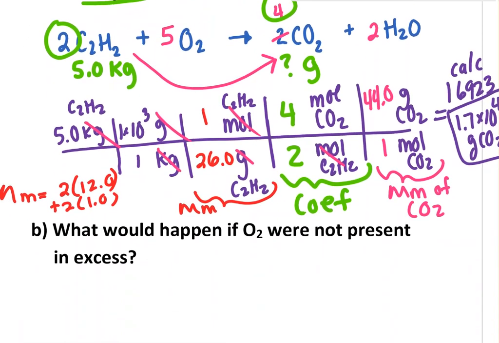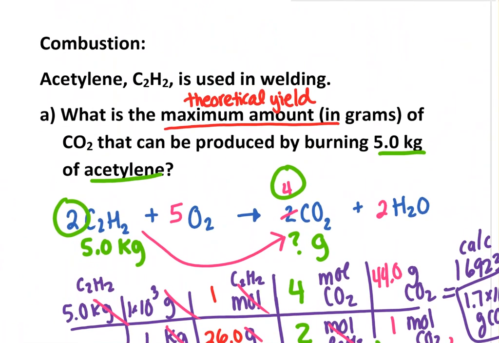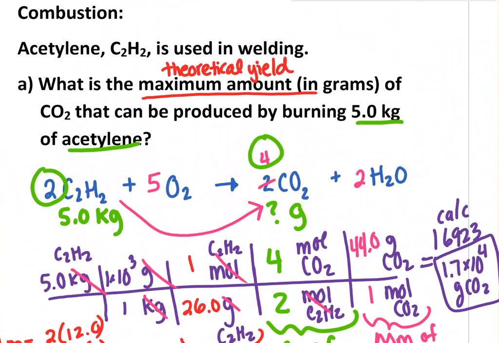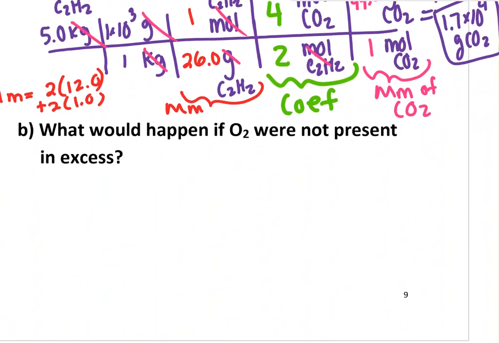Let's look at this second question. That's going to require a lot of oxygen for that to happen. What if there was not enough oxygen present, or oxygen wasn't in excess? When we did this, we assumed that oxygen was present in excess. In other words, it's not a limiting reagent and it has enough to totally oxidize and make carbon dioxide. That's how we get a maximum theoretical yield. But what if oxygen was not in excess?